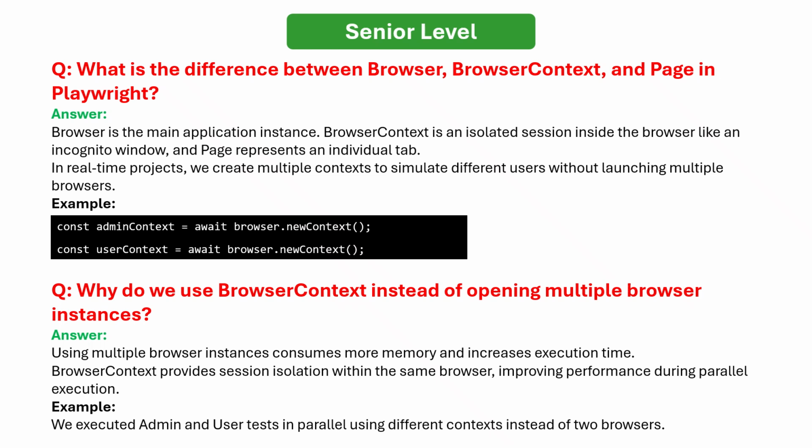Example. Why do we use browser context instead of opening multiple browser instances? Answer. Using multiple browser instances consumes more memory and increases execution time. Browser context provides session isolation within the same browser, improving performance during parallel execution. Example. We executed admin and user tests in parallel using different contexts instead of two browsers.